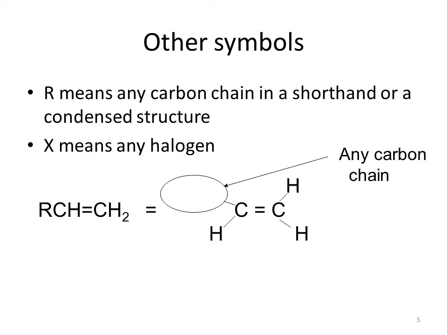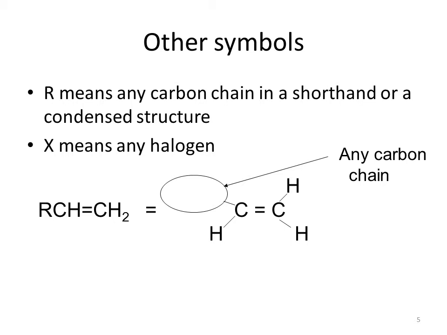Sometimes we'll use symbols to mean any carbon chain. When we're doing generalized reactions, we might say it doesn't really matter what's over there, it's just some kind of carbon chain. So we will put R to mean some kind of carbon chain over there, that it can vary. Sometimes in our structures we'll write an X, and that means that it can be any halogen. And a halogen, of course, would be fluorine, chlorine, bromine, or iodine.